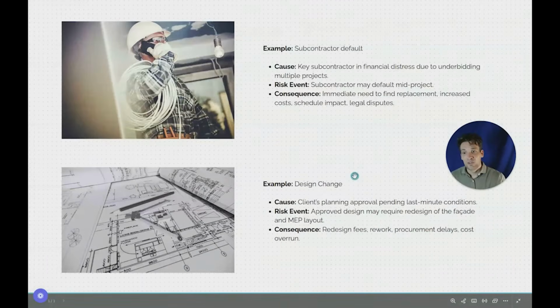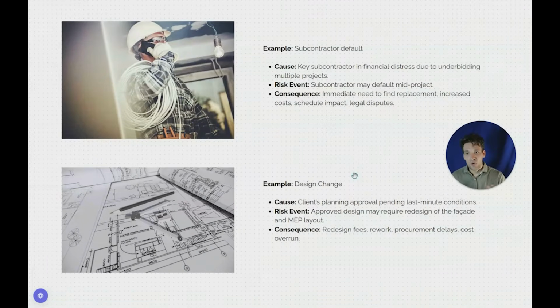Looking at another one, we've got design changes. So the cause: the client's approval was pending with last minute conditions and we didn't get it properly signed off before we needed to start work. The risk event is the approved design may need some sort of redesign due to clashes with the facade layout and the mech, elec, and plumbing.